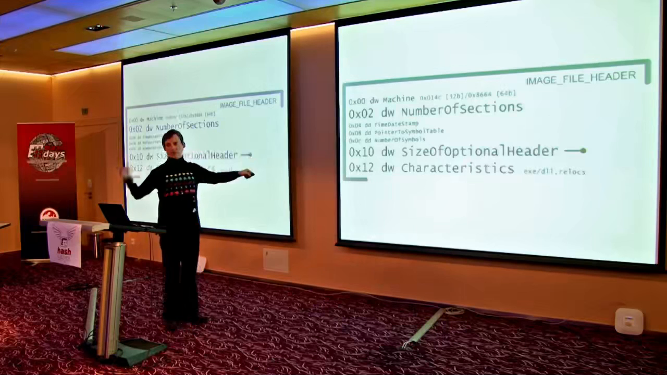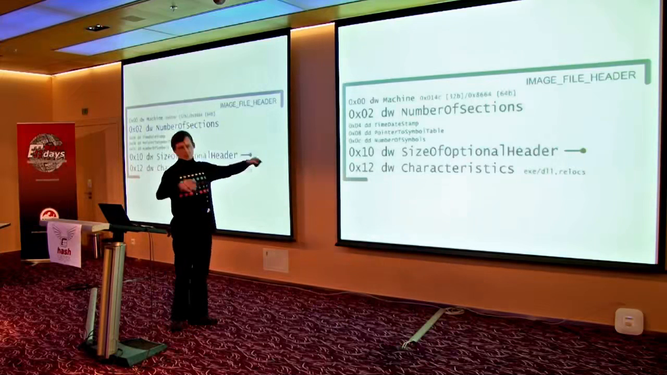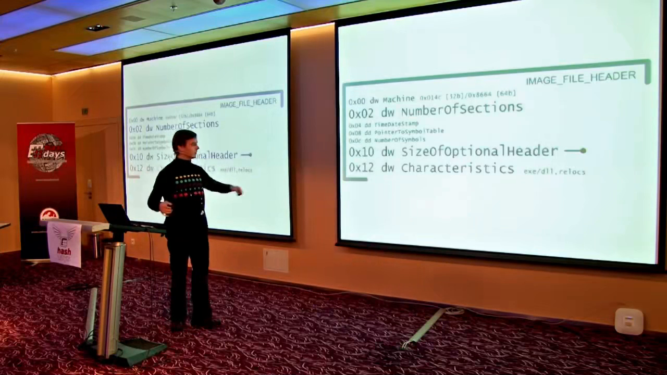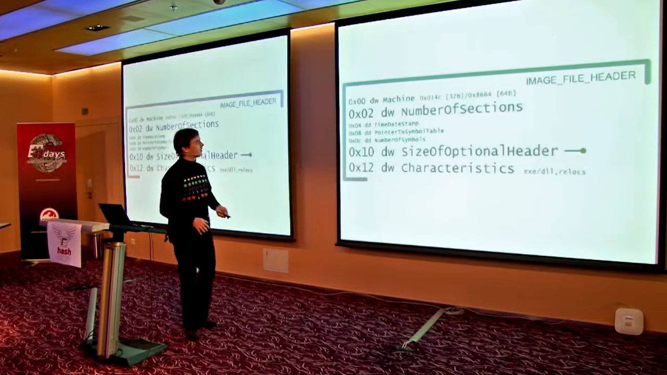This will say how many sections there will be, if any. Then size of optional header will actually say where the section table is, and some characteristics say if it's an executable or a DLL. There are other things, but usually not important.